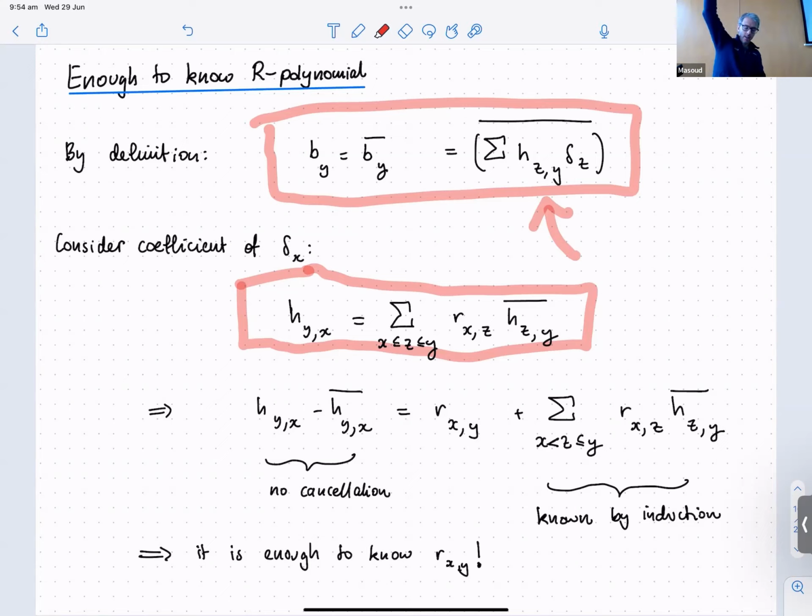Okay. And notice, when we rearrange this formula, we get a beautiful thing. On the left-hand side, we have h_yx minus h_yx bar. So h_yx is a polynomial in v without constant term, and h_yx bar is then a polynomial in v inverse without constant term. So there's no cancellation when we subtract one from the other. And so if we knew R_xy, we'd know everything by induction.